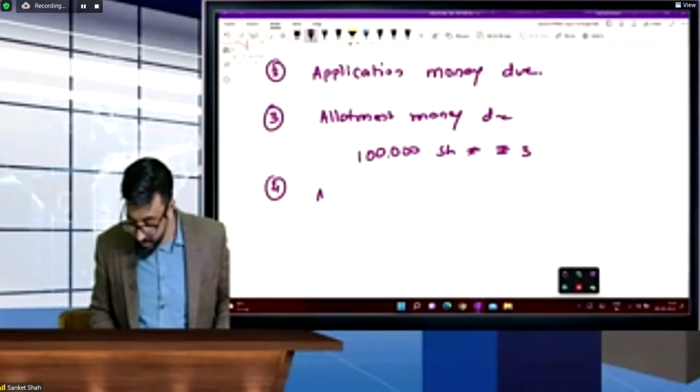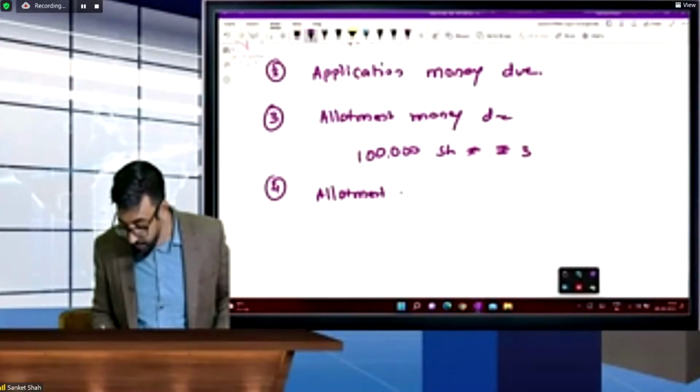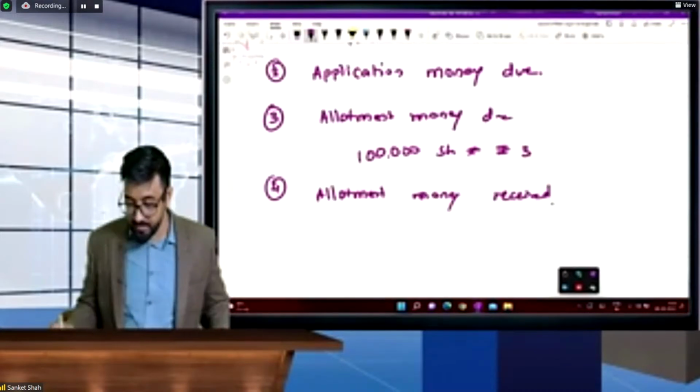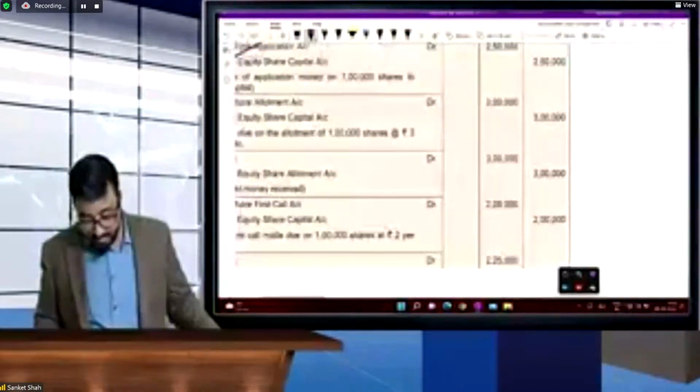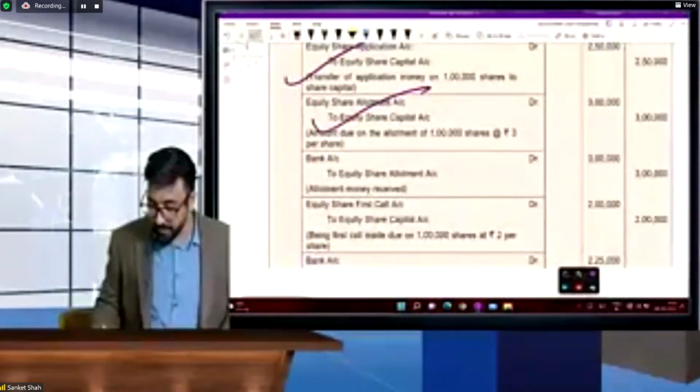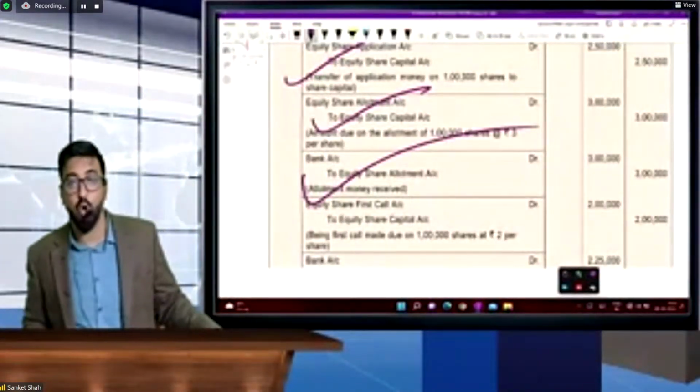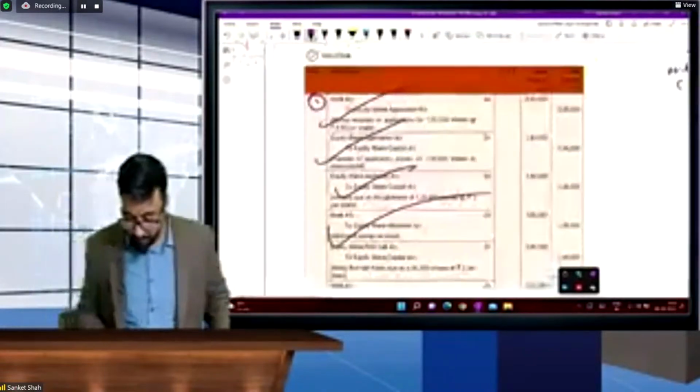Fourth entry, allotment money received. So no problem till this amount. 3 lakhs. Equity share allotment to equity share capital. Bank account debit to equity share allotment. 4 entries correct.